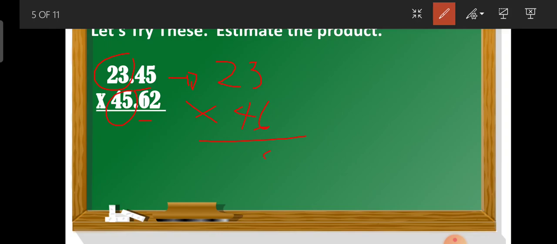So that's 18. 6 times 3 is 18. Write 8. Regroup 1. 6 times 2 is 12. Plus 1 is 13. 4 times 3 is 12. Write 2. Regroup 1. And then 4 times 2 is 8. Plus 1 is 9. And then you add this. 8. 5. 1 plus 9 is 10. So the estimated product is 1058. Okay? Let's have another example.